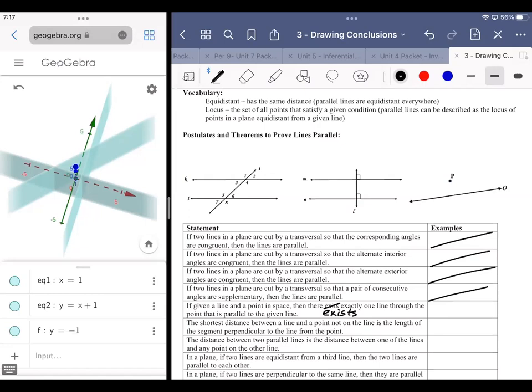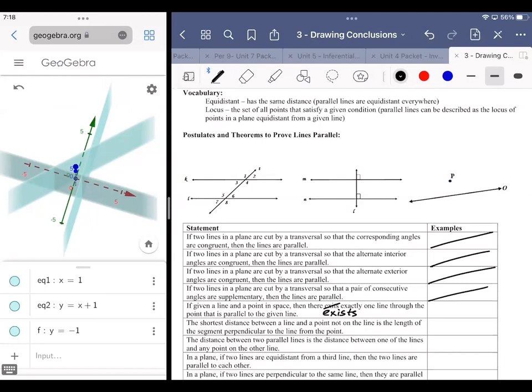Locus is a set of all possible points that satisfy a given condition. In parentheses, you can see there, parallel lines can be described as the locus of points in a plane equidistant from a given line. Right? There we go. So those terms are going to come up over and over again, so I figured I'd put them down there somewhere.